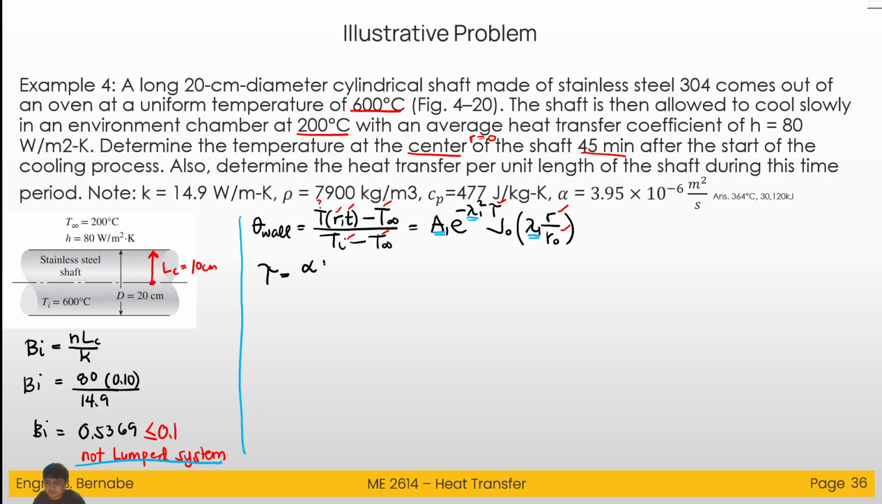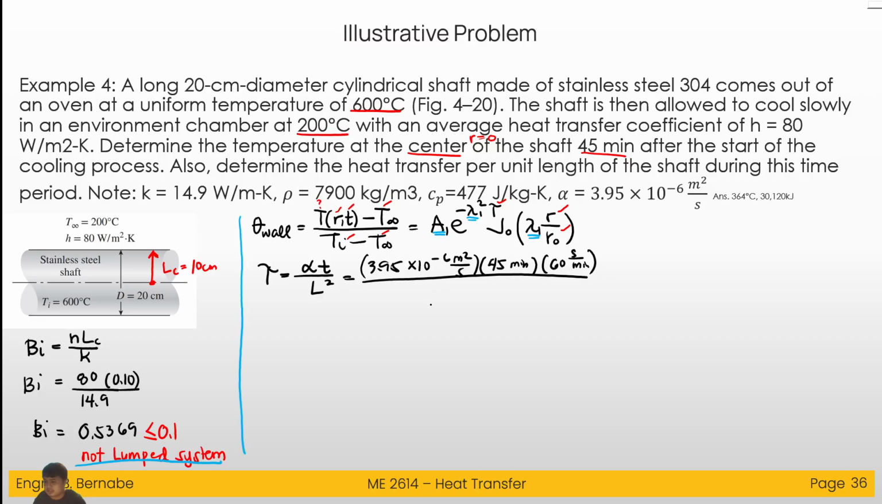That is thermal diffusivity times the time over L squared. So the thermal diffusivity is 3.95 times 10 raised to negative 6 meters squared per second multiplied by time. So this should be in seconds. So 45 minutes, I'll write the units. And then you have 60 seconds per minute, so that you can cancel this.